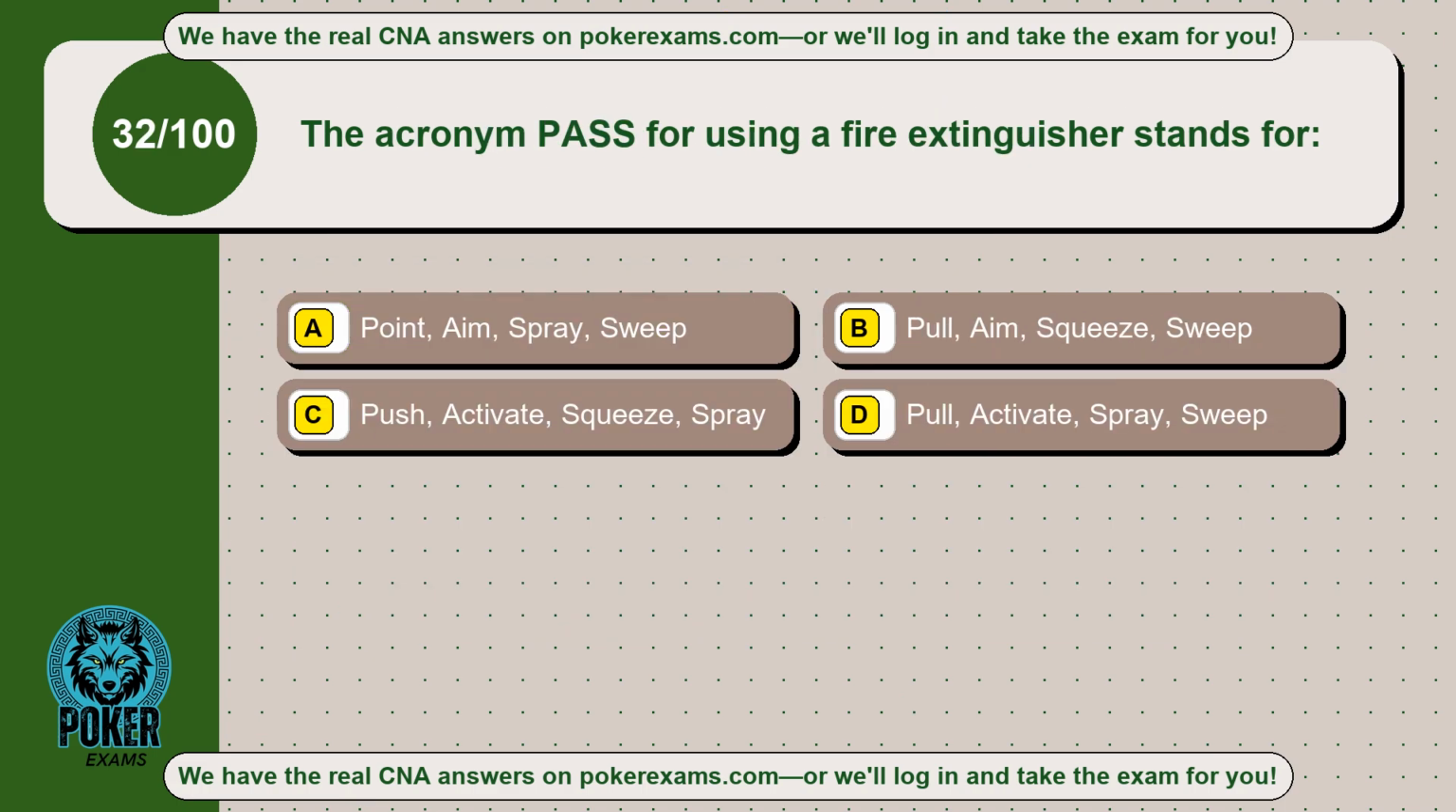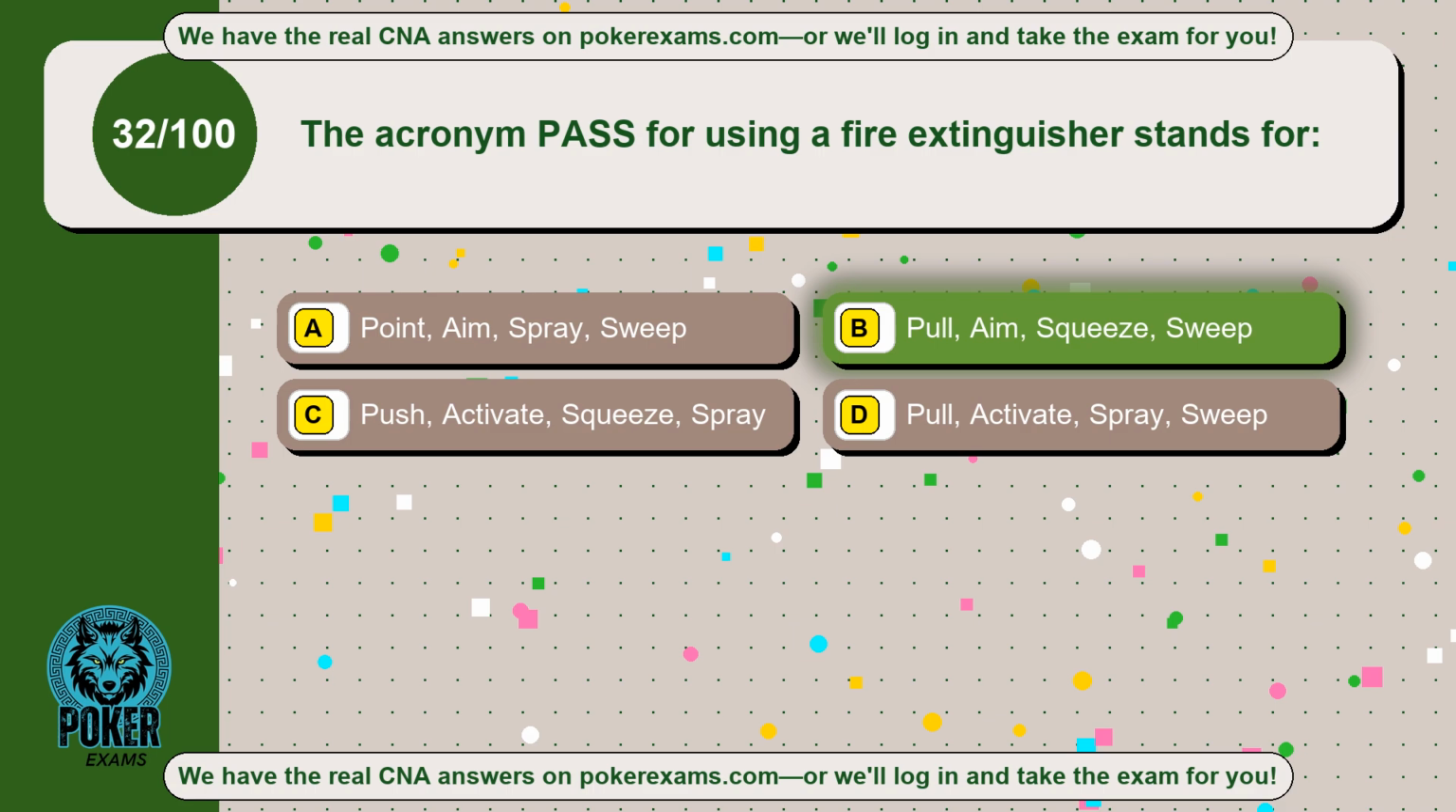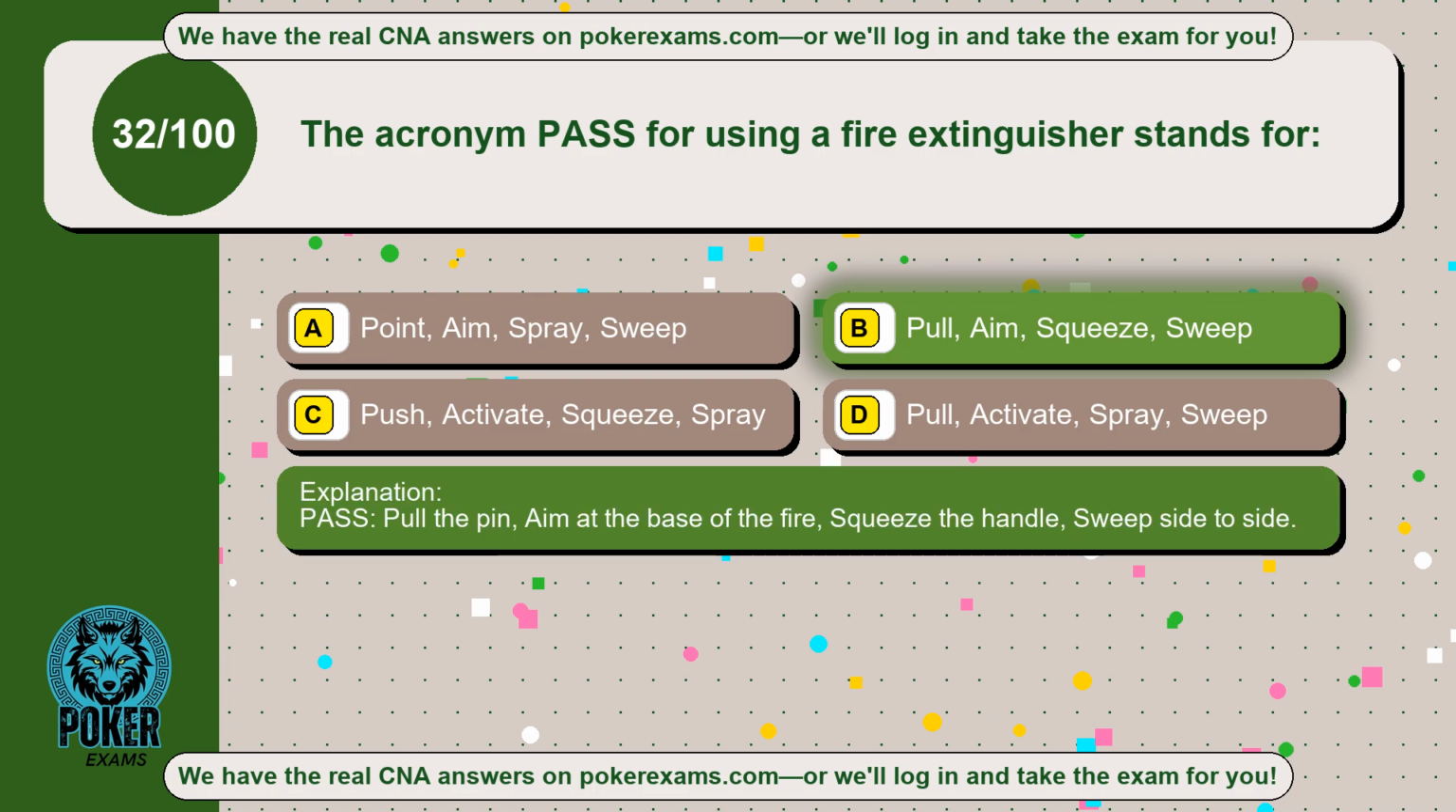Question 32. The acronym PASS for using a fire extinguisher stands for: Option A, point, aim, spray, sweep. Option B, pull, aim, squeeze, sweep. Option C, push, activate, squeeze, spray. Option D, pull, activate, spray, sweep. The correct answer is option B. Pull, aim, squeeze, sweep. PASS: pull the pin, aim at the base of the fire, squeeze the handle, sweep side to side.